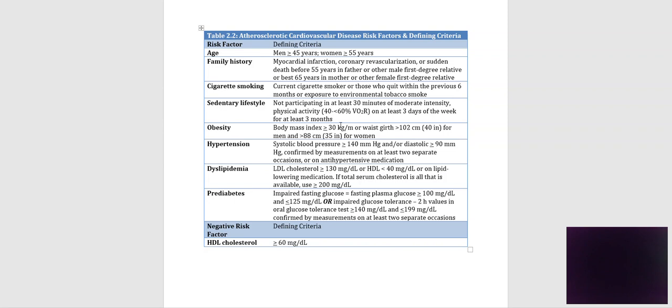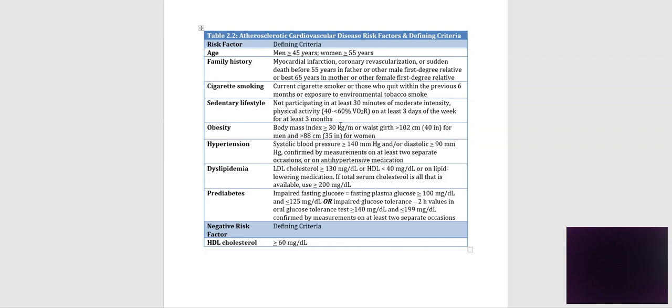So let's say you have a client and they have a BMI of 26. That wouldn't be a risk factor from a BMI standpoint, but let's say that their waist circumference is 42 inches. They may have just an overweight BMI, but they are considered obese based on their waist circumference, and that would be a risk factor. So make sure that you measure both.